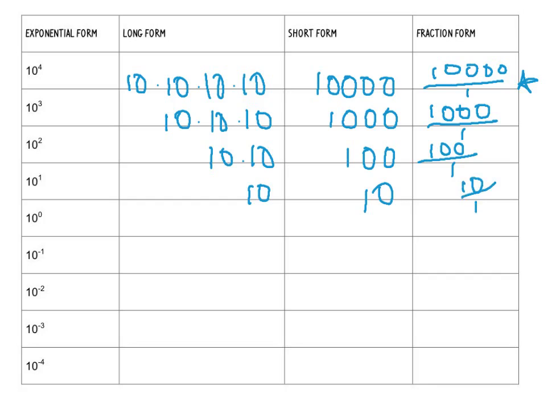Now, 10 to the 0 is probably something that you've never seen before, but if we look at the pattern that's happening, let me get my highlighter, here we have 10 to the 4th, 4 tens. Here we have 10 to the 3rd, 3 tens, 10 to the 2nd, 2 tens, and then 10 to the 1st, 1 ten. So 10 to the 0, let's just get rid of that 0 at the end. It's just going to be a 1. The short form, just a 1, and the fraction form, 1 over 1, which we know is 1.